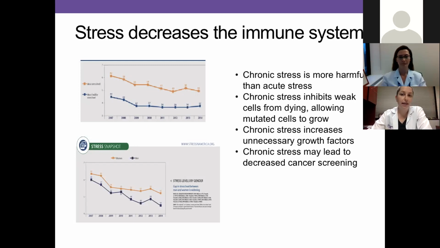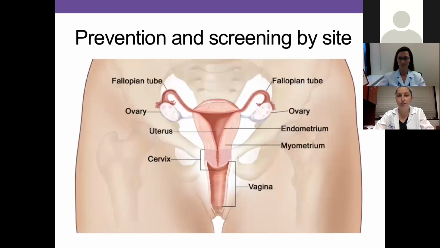So what we do know is that chronic stress is more worrisome than acute stress, and that it affects your body's ability to fight disease, and it also causes more inflammation. The last bullet point here is important. Chronic stress may lead to decreased cancer screening. So if you're stressed, you might not go see the doctor, you might not be doing your routine medical checkups and whatnot. So now let's get into the prevention and screening by gynecologic disease site.